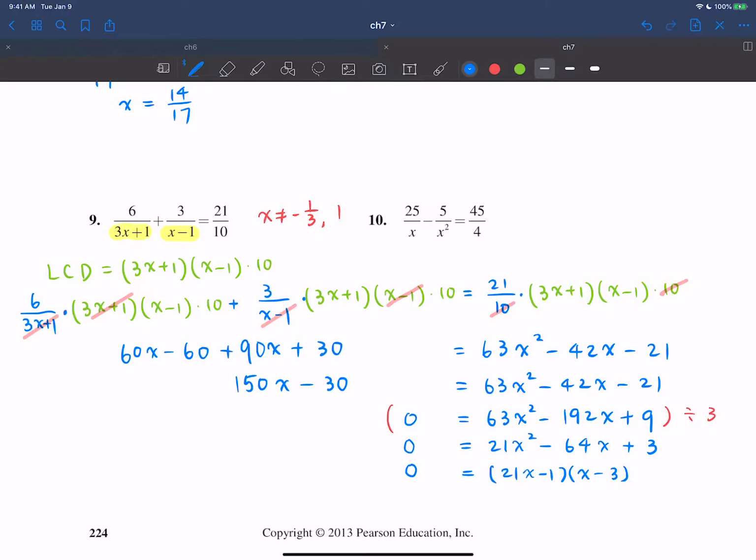equals 0. By the zero product property, each of these could be 0. Therefore, we have potentially two solutions. One is 1 over 21. The other one is positive 3. And make sure you check with our restrictions. Our restriction says x cannot be negative 1 over 3 or 1. Neither of our solutions matches those restrictions, so we can safely say that these two are allowed. Those are our solutions to number 9.